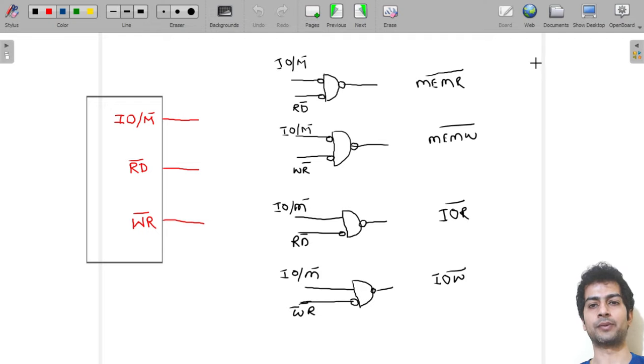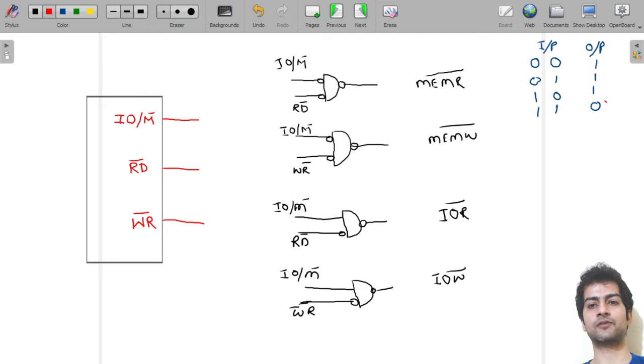The NAND gate has a property that if these are the inputs, and this is the output, 0 0, 0 1, 1 0, 1 1, then for 1 1 the output will be 0, and for the rest the output will be 1. We are interested in this 0.